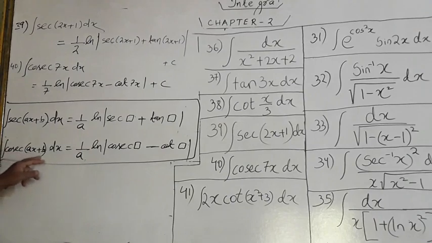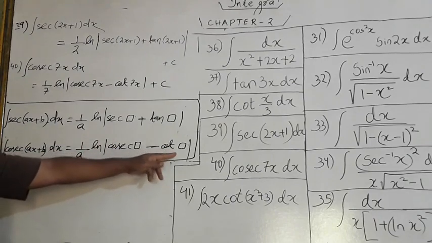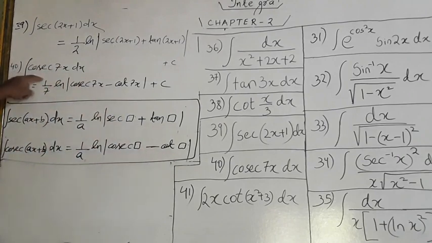You know the integration of cosec(ax + b) is 1 by a ln |cosec(ax + b) minus cot(ax + b)|. So for this, a is 7 and b is 0 here. So its integration is 1 by 7 ln |cosec 7x minus cot 7x|.